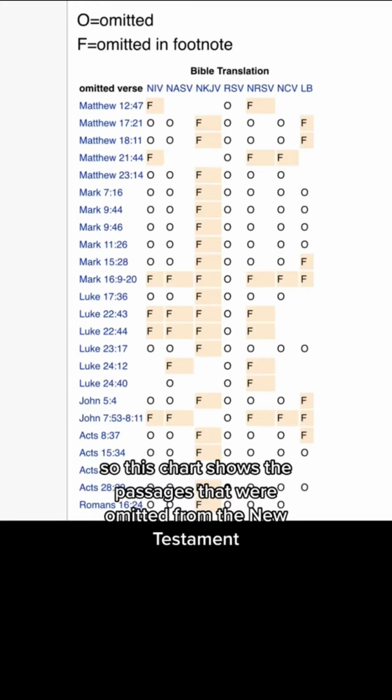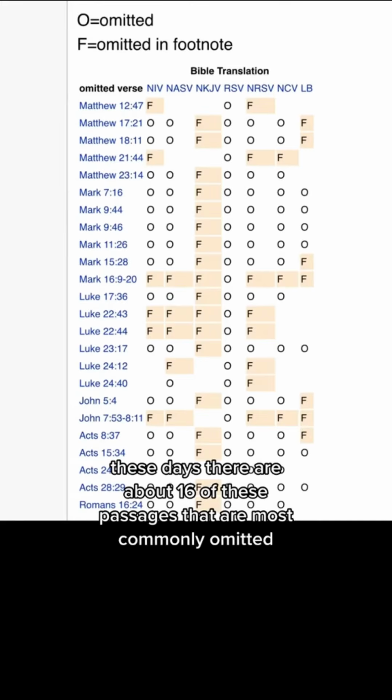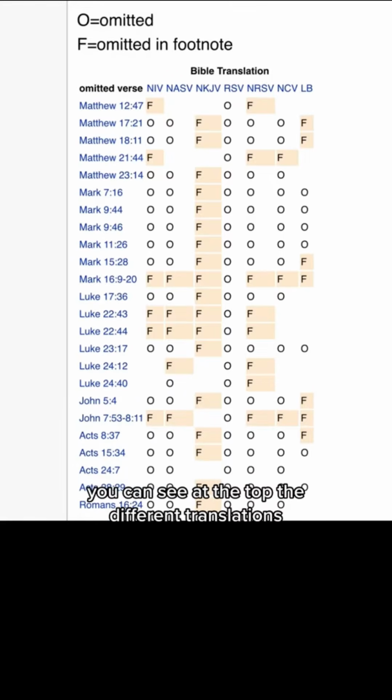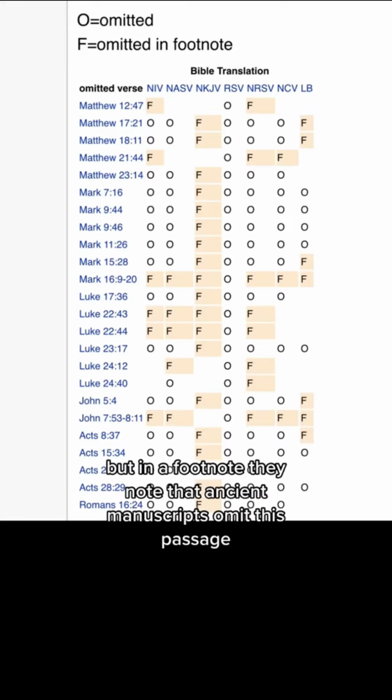So this chart shows the passages that were omitted from the New Testament in the RSV's edition of the New Testament. These days there are about 16 of these passages that are most commonly omitted. You can see at the top the different translations. If there is an O for that passage, that means it is omitted from the body of the text. If there is an F, it means the passage is included by that translation in the body of the text, but in a footnote they note that ancient manuscripts omit this passage.